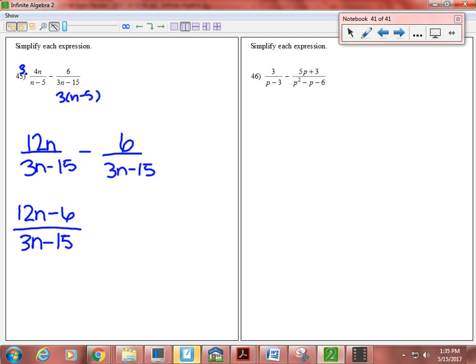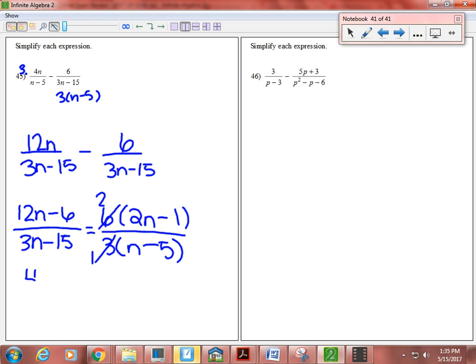Then you can factor this out a little bit and simplify it just a little bit more. I can take a 6 out of this and be left with 2n minus 1. And in the bottom, I can take a 3 out and be left with n minus 5. Okay, so then this becomes a 2 and a 1. Redistribute that back in to get 4n minus 2 over n minus 5. And that's going to be your final answer to that one.